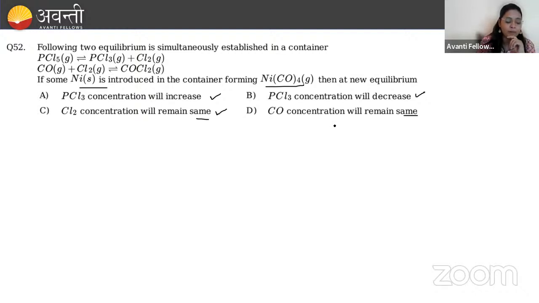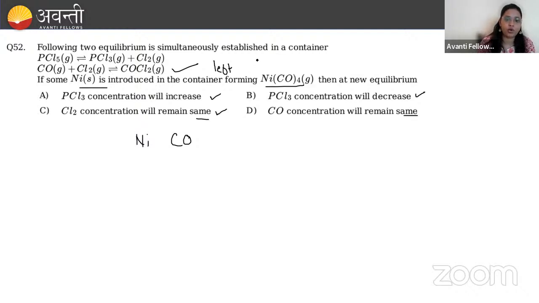So you know Le Chatelier's principle. What does Le Chatelier's principle suggest to us? Here what is happening? Nickel reacts with CO. Hence here the equilibrium for the reaction CO plus Cl2 gives COCl2 will shift to the left side.